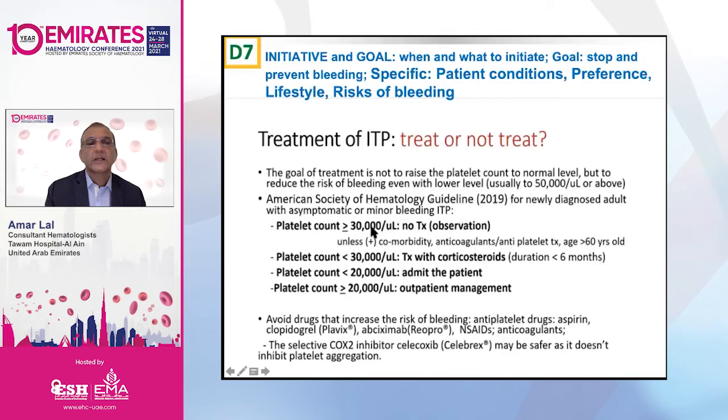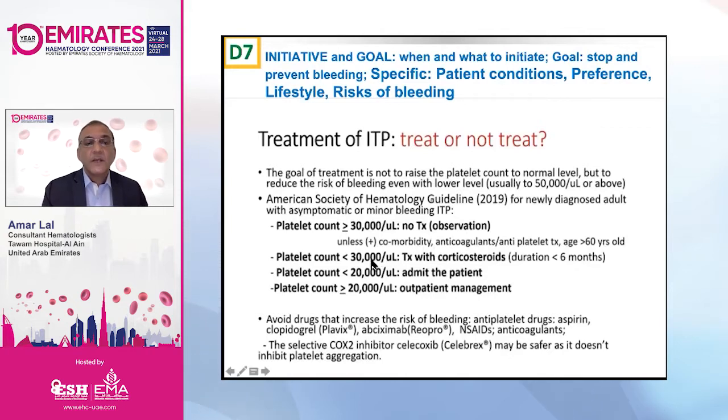What does the ASH guideline recommend? If the platelet count is more than 30,000 and the patient is asymptomatic, please leave the patient alone. No treatment, observation, unless there is comorbidity, or the patient is taking aspirin or something, or age is over 60, then you think it over. Otherwise, at 30,000, fair enough.